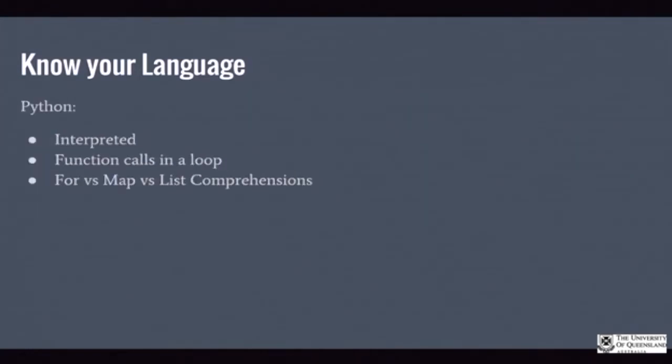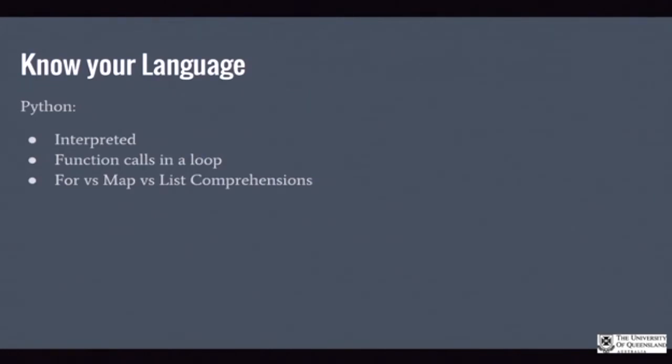Python is another example. Python's interpreted, and that in itself means you can make a lot of assumptions about how it works. If you had a for loop in C and you called a function in it, a C function will basically point to its address in memory, which means it won't be as slow. There will still be function overhead, but it won't be as bad.